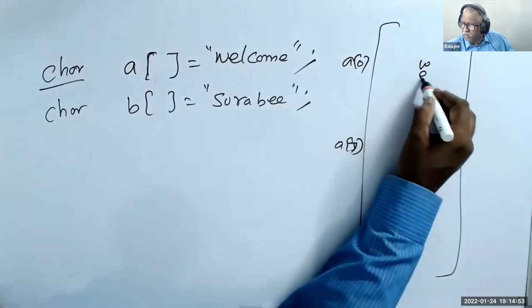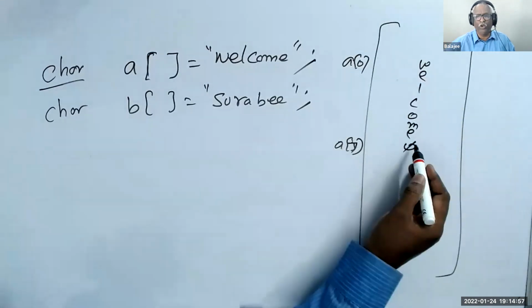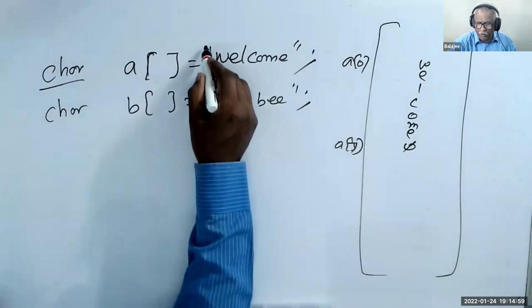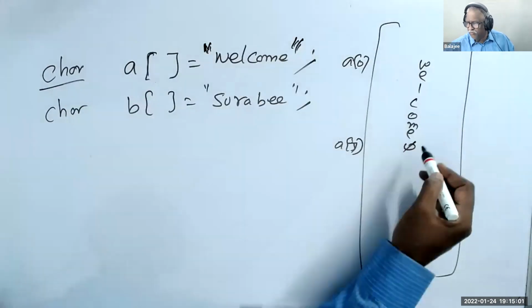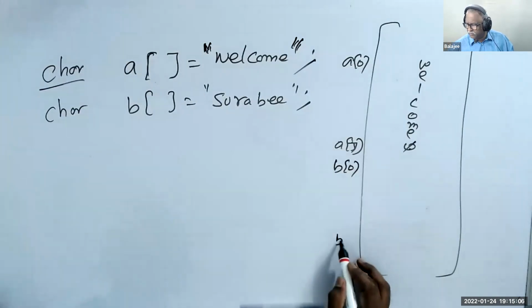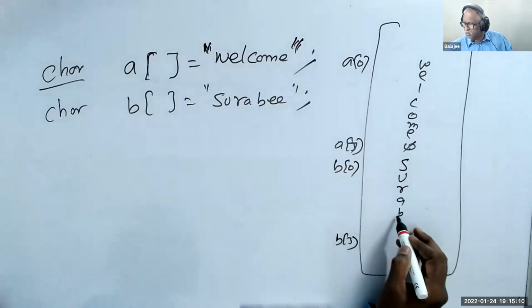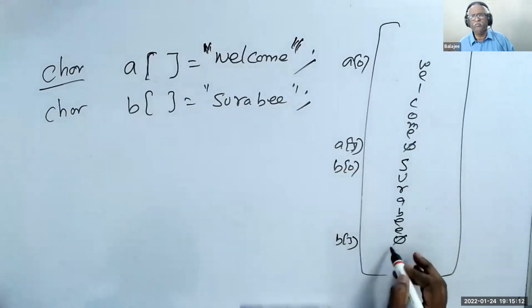Welcome and 0, because it ends with 0. I told you, a string means if you put double quotes, it ends with 0. Then you say B of 0 to B of 7, Surabhi and 0.